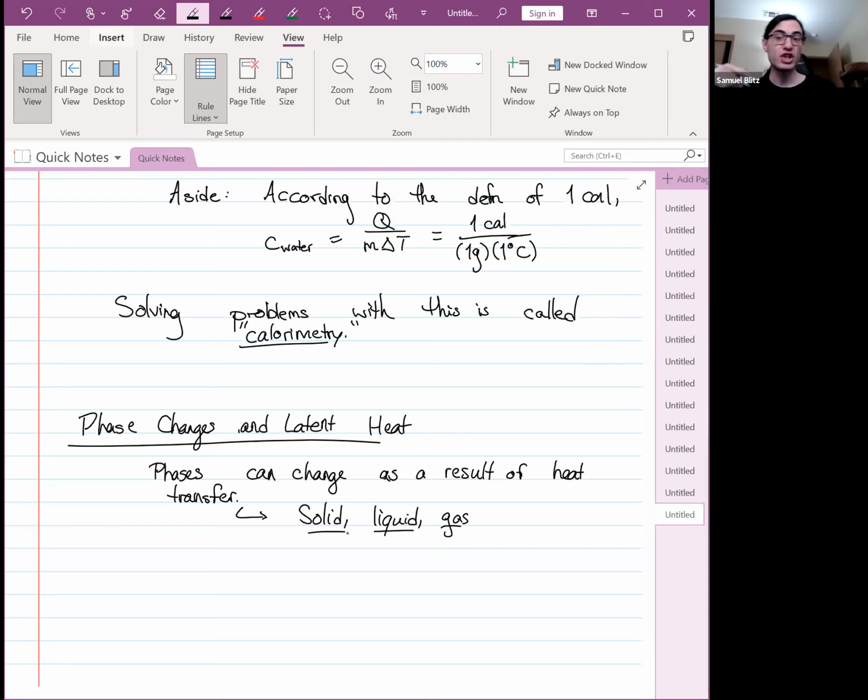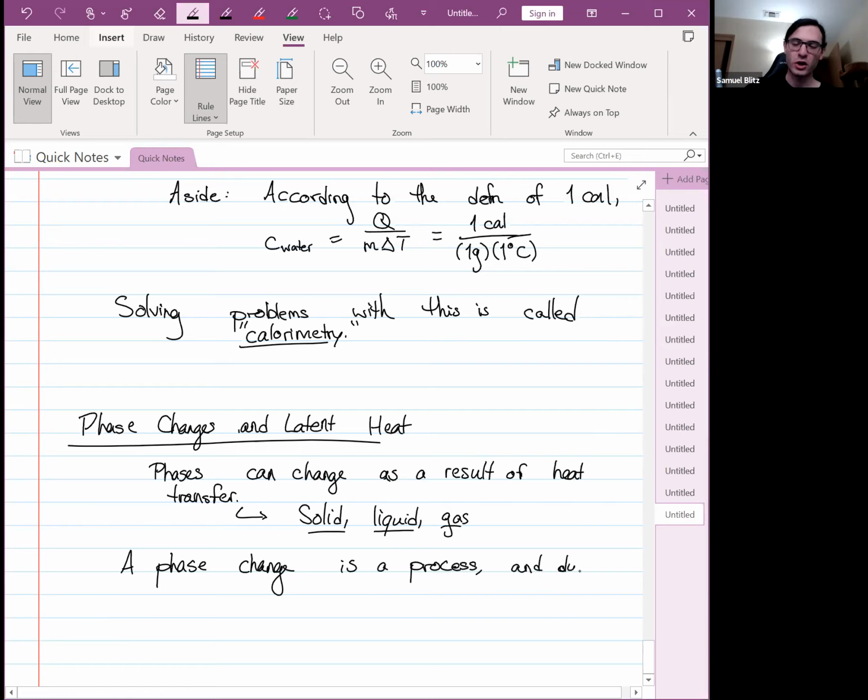So a phase change is a process. It doesn't just happen like that, right? It's a thing that happens. And in particular, during the process, when that phase change is occurring, the temperature of the object is constant. So in particular, heat capacity isn't particularly helpful. Now, let me explain this, because this might seem counterintuitive. How could the temperature be constant if the phase is changing, if you're adding heat?